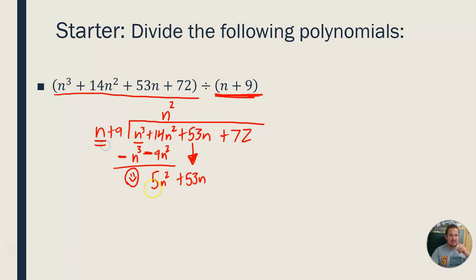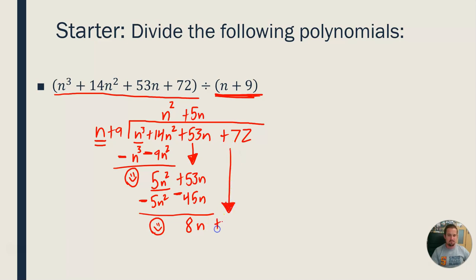What do I multiply by n to get 5n squared? Well, I multiply by 5n, because 5n times n is 5n squared. 5n times 9 is 45n. When I subtract these, this changes to a negative, this changes to a negative. 5n squared minus 5n squared is 0. I like that a lot. And 53n minus 45n is 8n. I'm going to bring down the next term, which is a positive 72, and start over again.